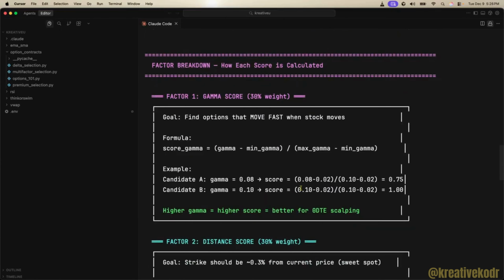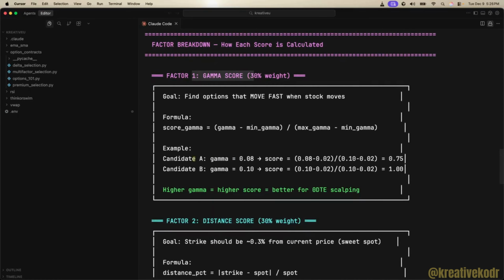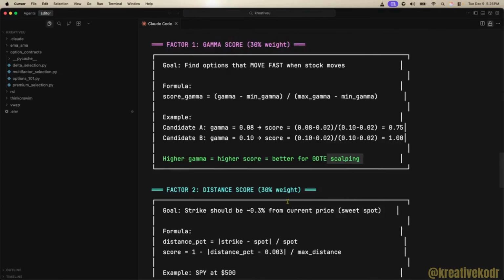So this is how it works. Factor 1 is the gamma score. We're finding options that move fast when the stock moves. Here's the formula and the candidates for it. Higher gamma equals higher score, which is better for 0 DTE scalping. Scalping is basically telling you that you're going to be in and out of a position super quick.